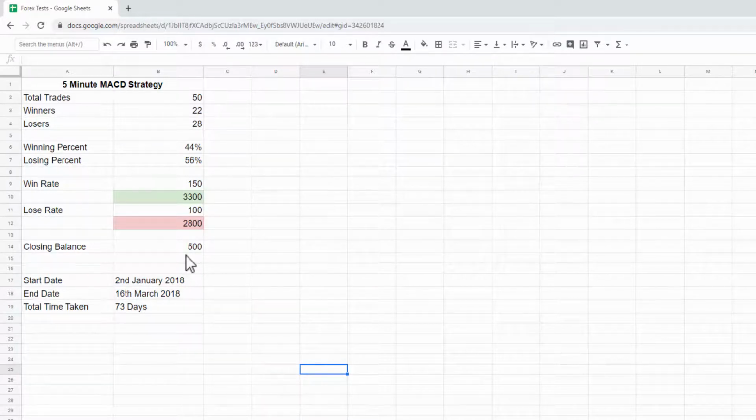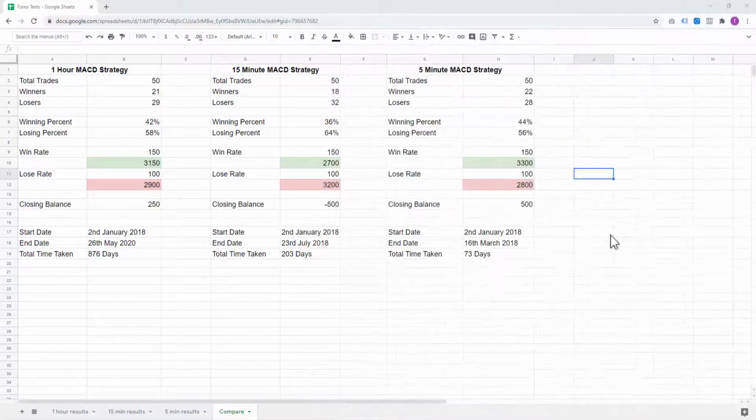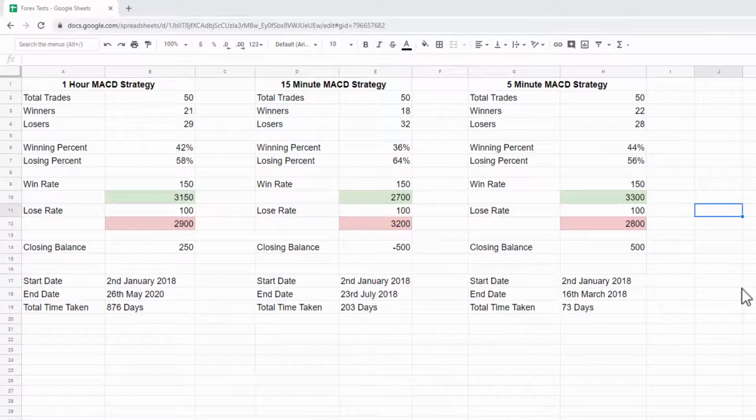So let's compare the 3 time frames. Here you see the results of the MACD strategy across the 3 different time frames. Looking at the results, my conclusion is that the 5-minute MACD strategy was the most effective because after 50 trades, we made the most money, which in this case would have been $500. There's another advantage of the 5-minute MACD strategy: it took us 73 days, about 2.5 months, to get 50 trades, which means we're getting the most entry signals on the 5-minute charts, and the winning percentage is also better compared to the other two.